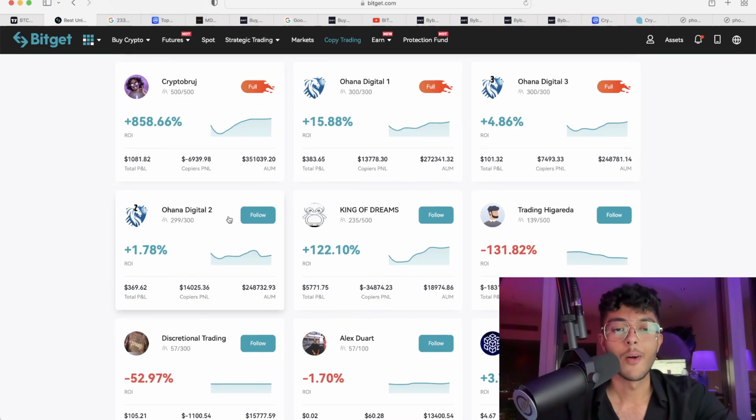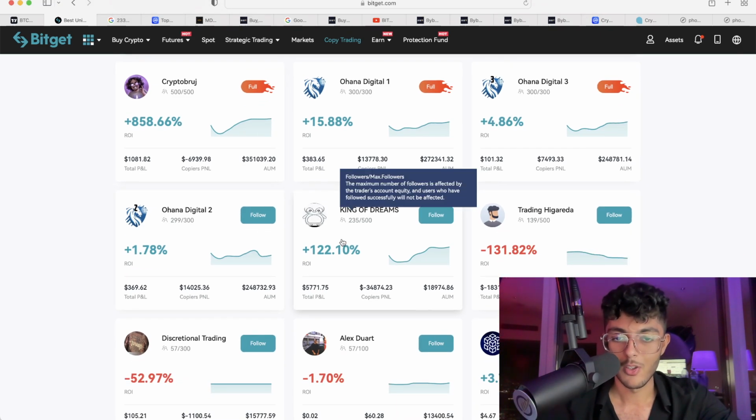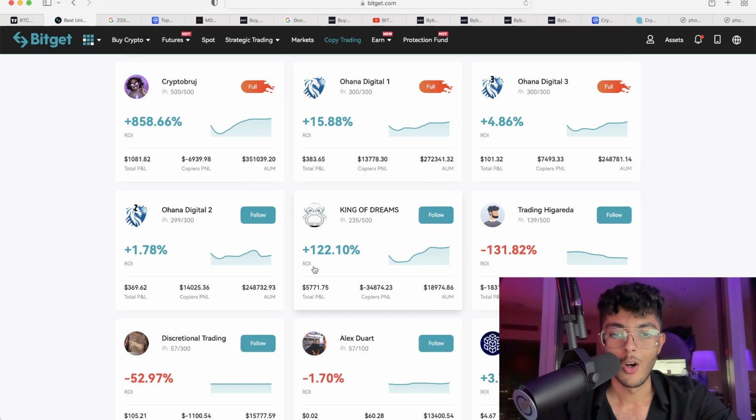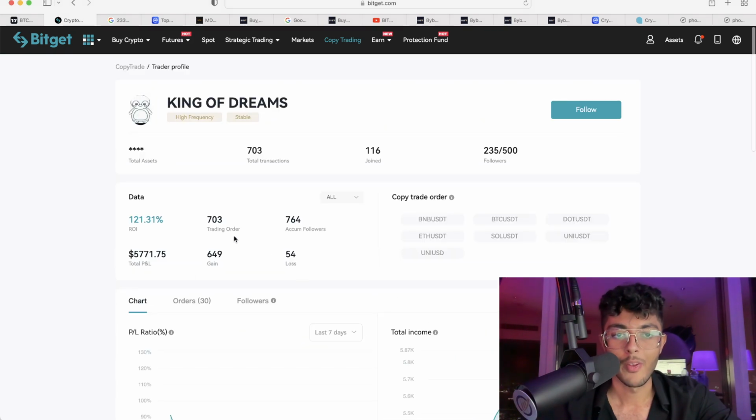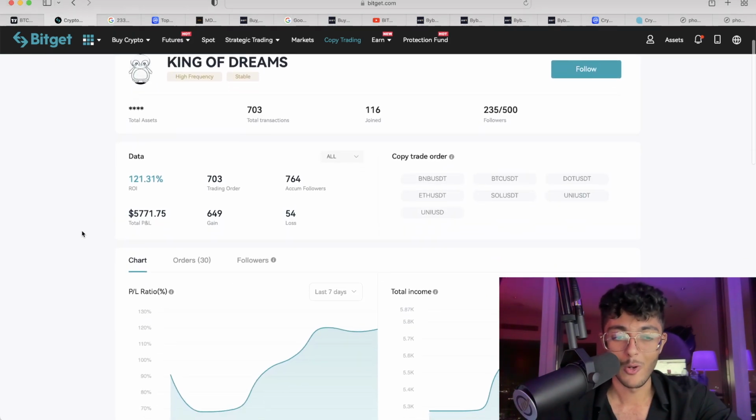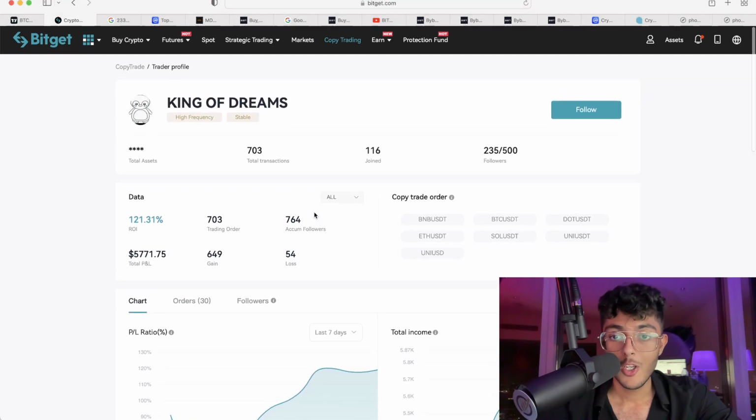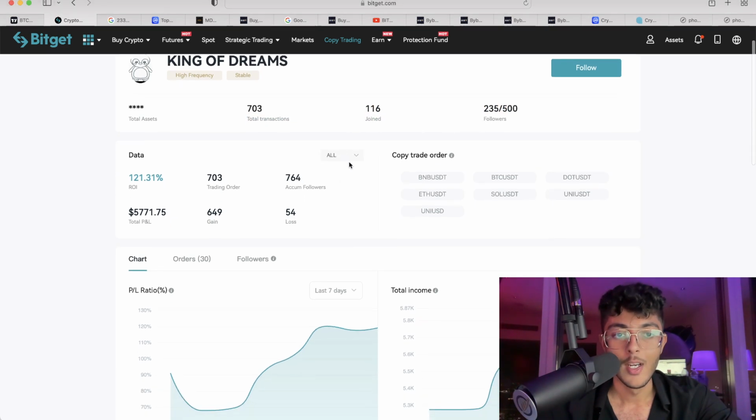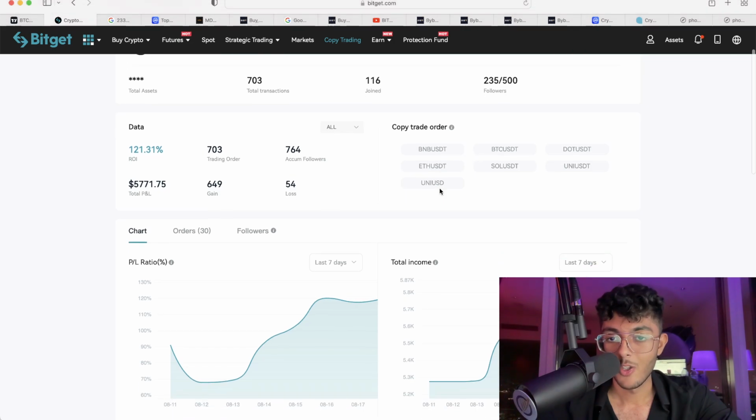But if I head down to, let's say, King of Dreams, this looks good. This person's got an ROI, return on investment, of 122% with about $19,000 assets under management. So quite small compared to the other trader right here, but still something worth investigating. It's still not a small amount of money overall. And we can get a lot of information about what this person is doing. We can see the total number of transactions, how many have joined, the followers, and so on. But also what kind of trading pairs this person is using. So we got Binance, Bitcoin, Ethereum, Uni, and so on.